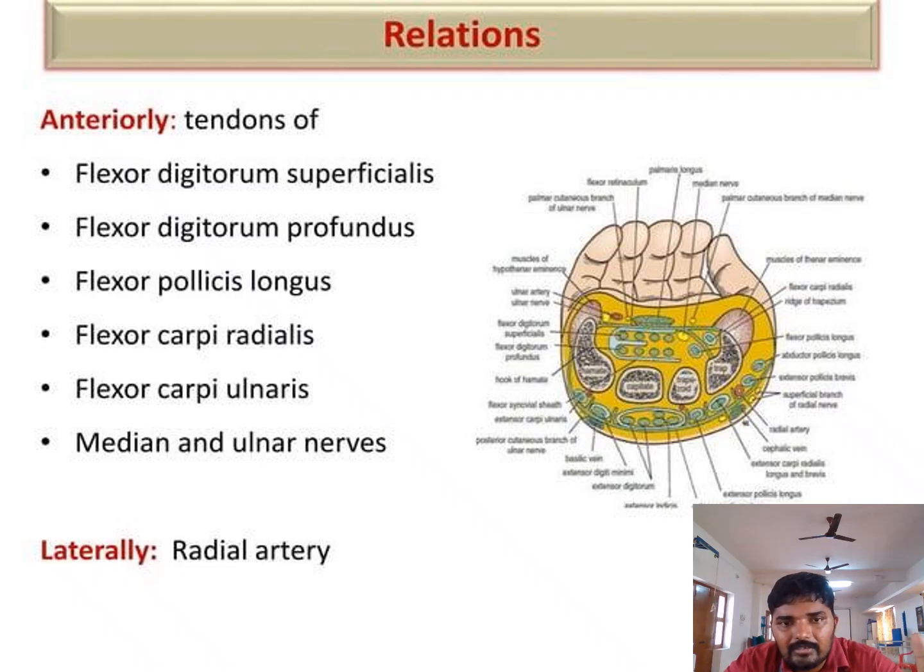Okay, students, in this class we saw the structures of the wrist joint: the type of joint, the variety, then the articular surfaces, then the ligaments. Next class we will continue with the relations of the joint.